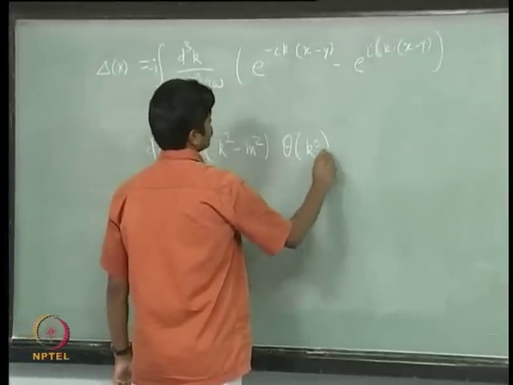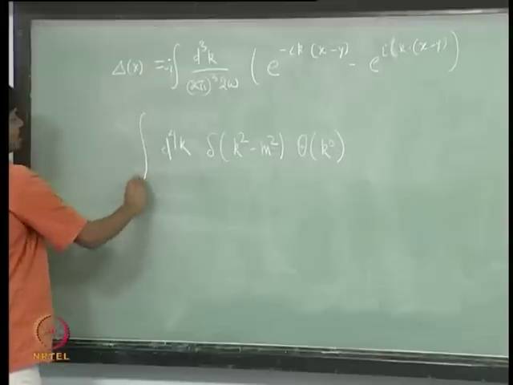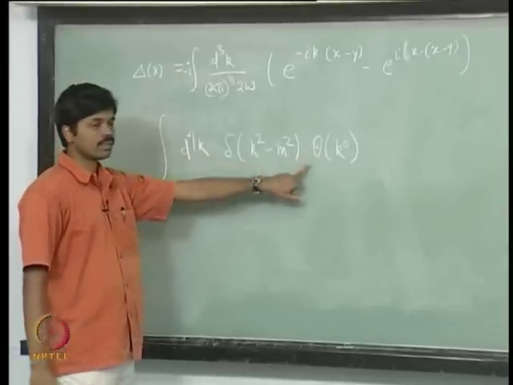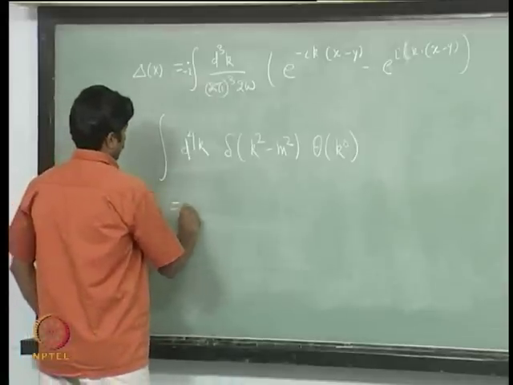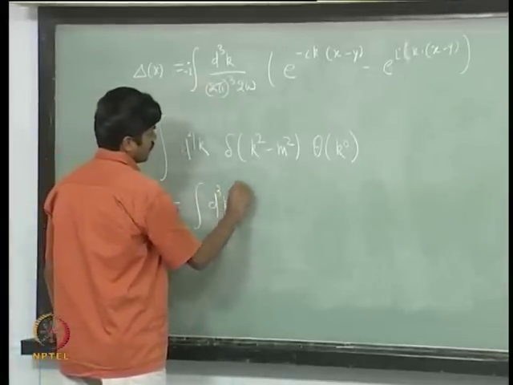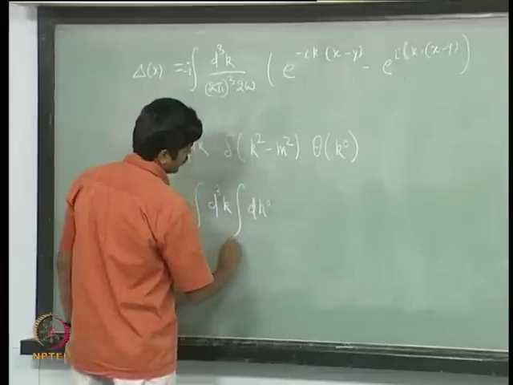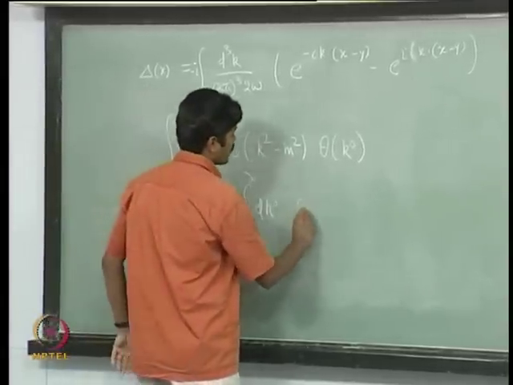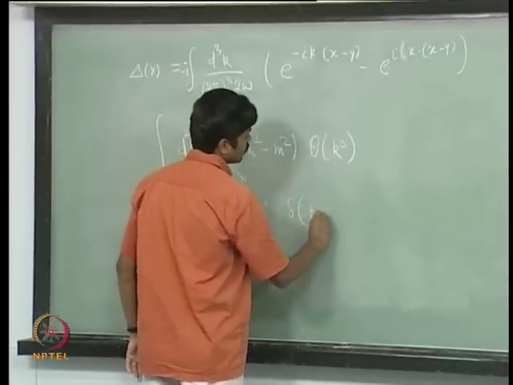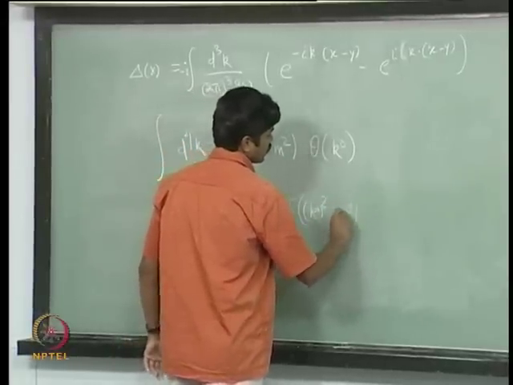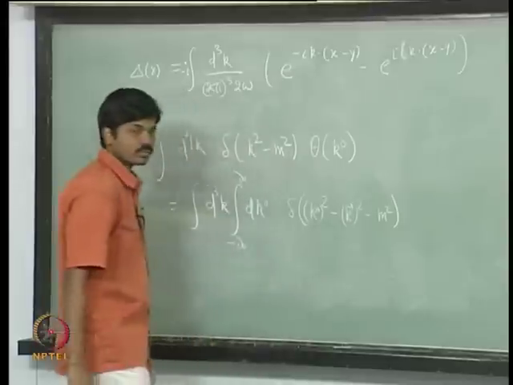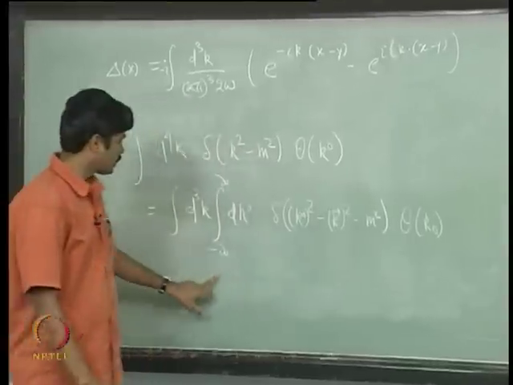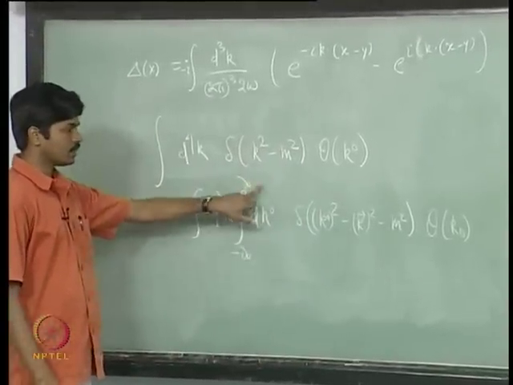Theta of k0 is also Lorentz invariant. So, you consider this quantity here, which is Lorentz invariant, and let us evaluate this integration. This is integration d cube k, integration dk0, where k0 runs from minus infinity to plus infinity, and delta of k square minus m square is k0 square minus k square minus m square, theta of k0. Here k0 is a variable which ranges from minus infinity to plus infinity.